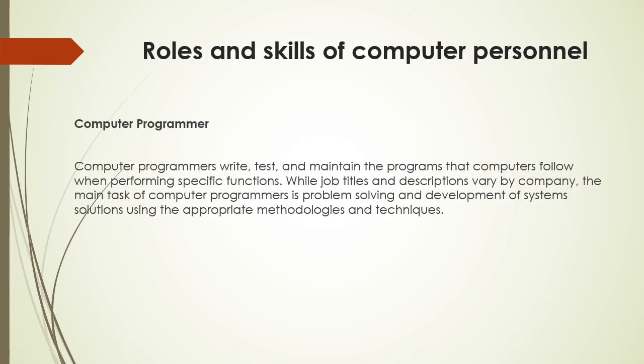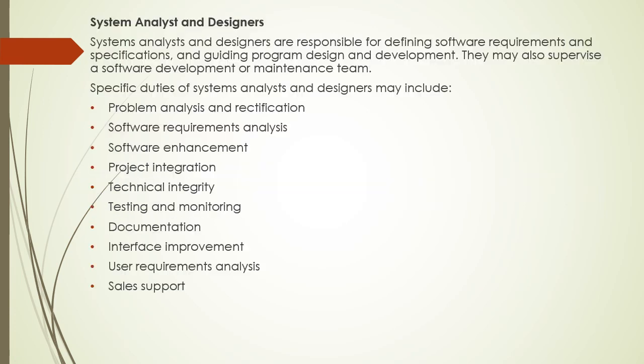Let's look at some of the roles and skills of computer personnel. The first one is computer programmer. We can say that a computer programmer is an individual who writes, tests, and maintains the programs that computers follow when performing specific functions. The main task of a computer programmer is problem solving, and they develop system solutions using the appropriate methodologies and techniques.